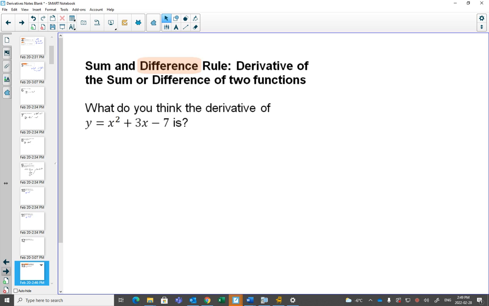The sum and difference rule. This is a nice intuitive one. What do you think the derivative of x squared plus 3x minus 7 is going to be? Okay. Pencil off to the side what you think it would be. The answer is 2x plus 3.